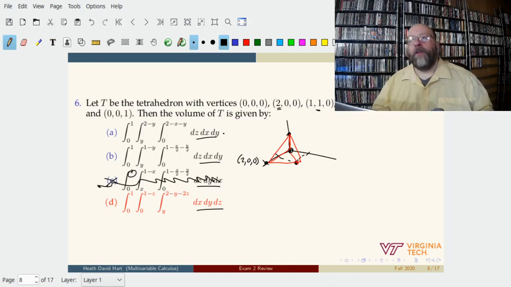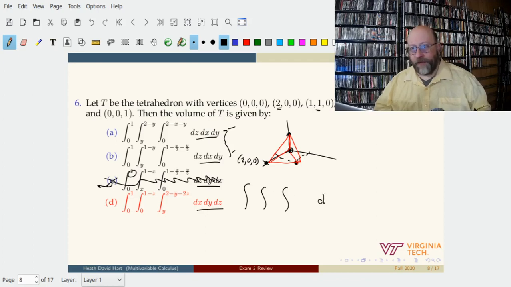And so what I'm going to do now is set this up in the order dz dx dy. If I get choice A, the answer is A. And if I get choice B, the answer is B. And if I get something else, then by elimination, the answer is going to be choice D. So that's how I'm going to eliminate my choices here. The answer is going to be D because I've done this problem before. But I'm going to show that the answer is D by eliminating that it can't be A or B.